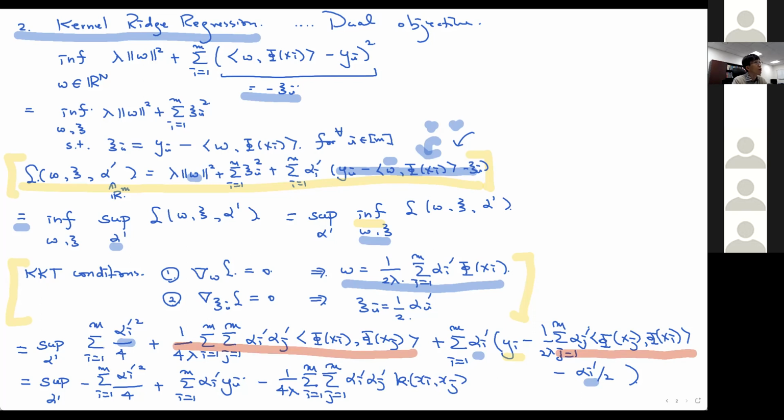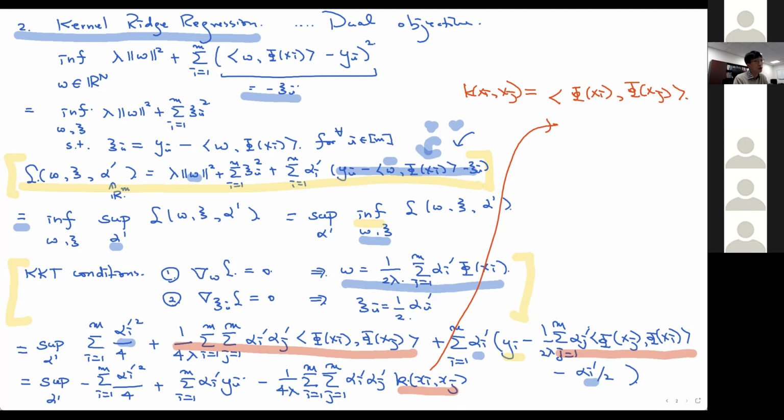So here, the k of xi, xj is defined as you expect. It's defined to be the inner product of phi of xi and phi of xj. Okay. So this is the dual form of the kernel ridge regression, expressed in terms of a kernel k. But we will analyze this a bit more.